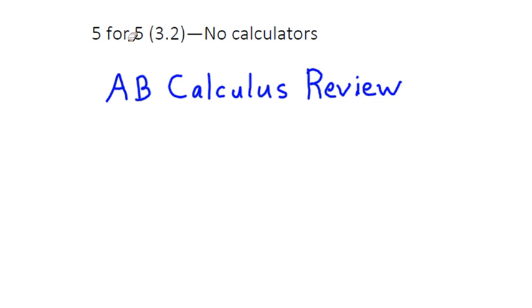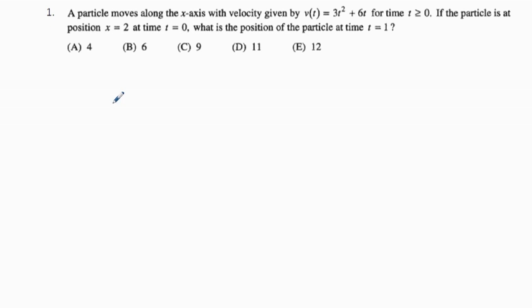This is our AP Calculus review. This is the 5 for 5 series, version 3.2, and the 5 for 5 series has to do with taking a set of 5 problems to hone your skills and also gauge, in progressively harder problems, your readiness for next week's test. So we're going to look at problem 1.